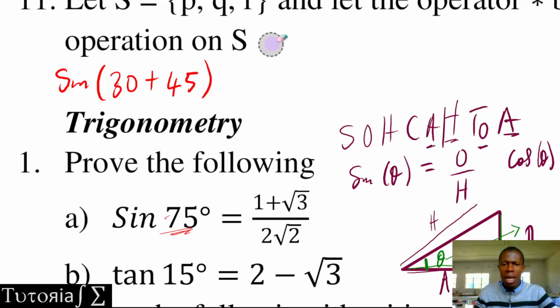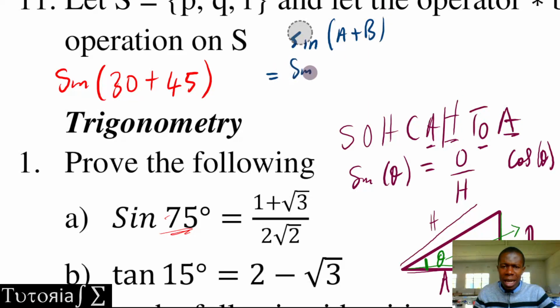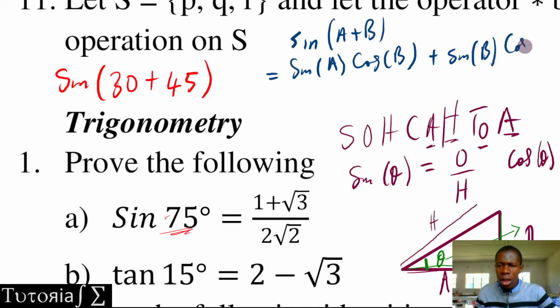Okay, so we're saying sine a plus b. So this is equal to sine a cos b, then plus. If it is plus here, it becomes plus. If it's minus, it becomes minus. So plus sine b cos a.